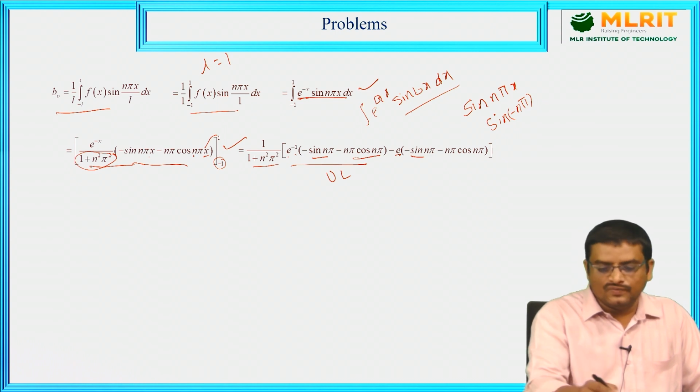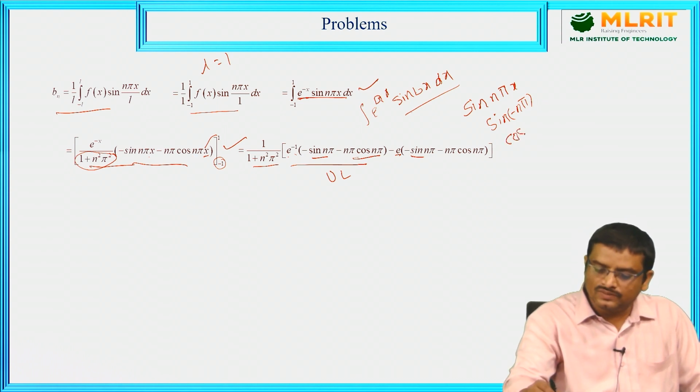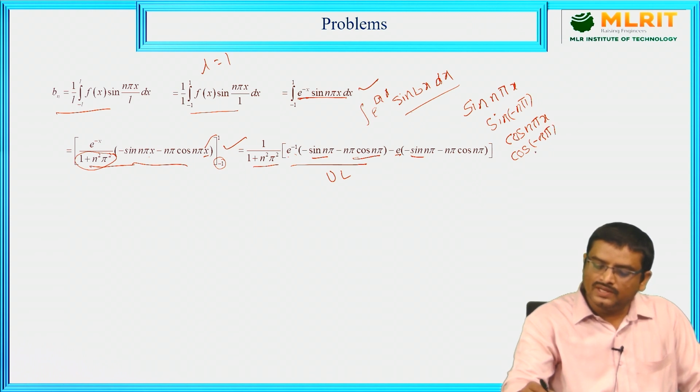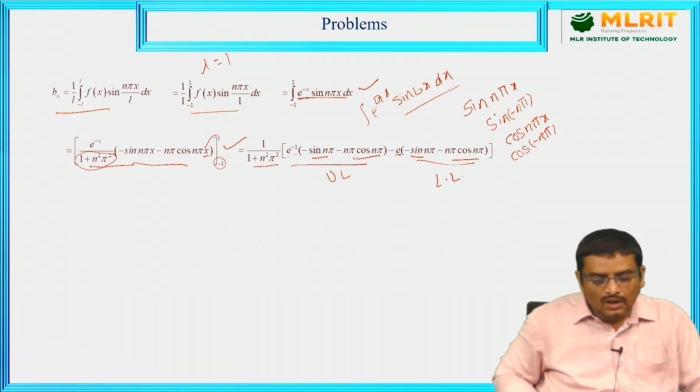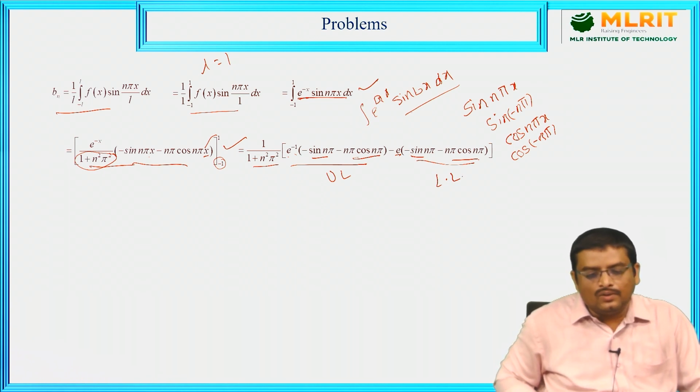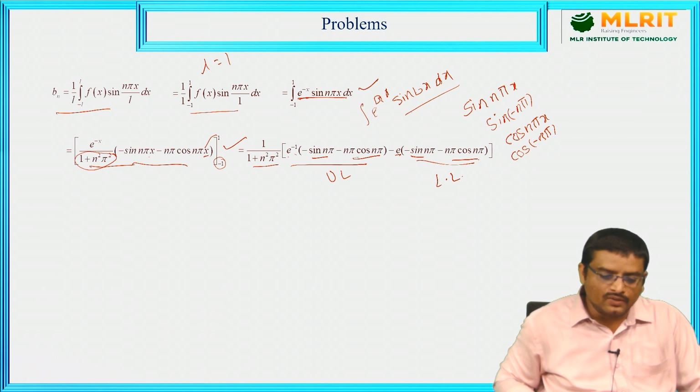1. In cos n pi x, replace x with minus 1, you will get cos of minus n pi. Cos of minus n pi, we can take as cos n pi. So n pi into cos n pi. This is the value after substituting the lower limit. Now replace the sin n pi value and cos n pi, you will get our required value here.